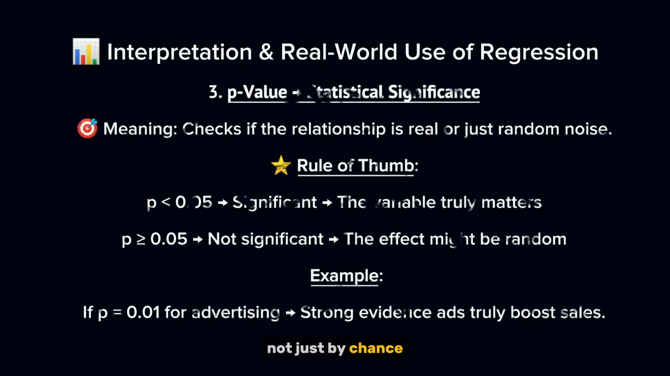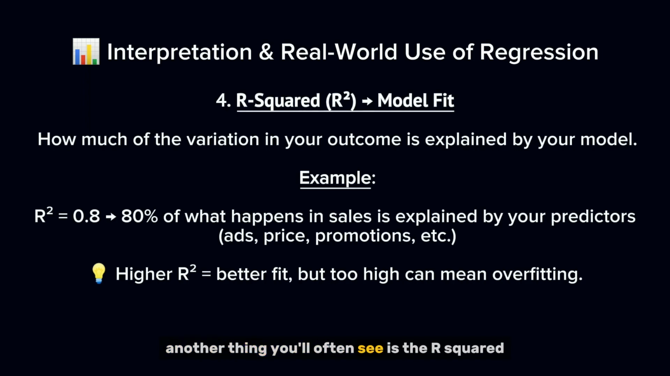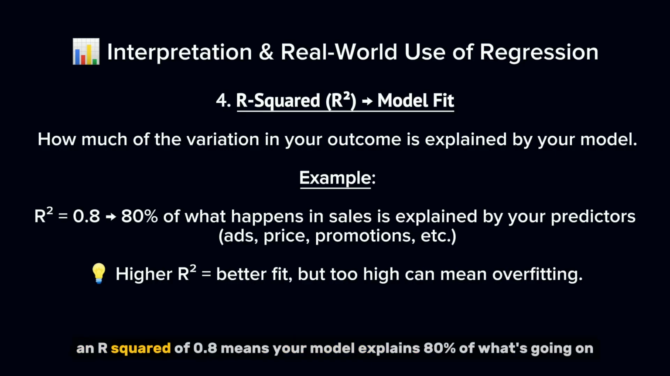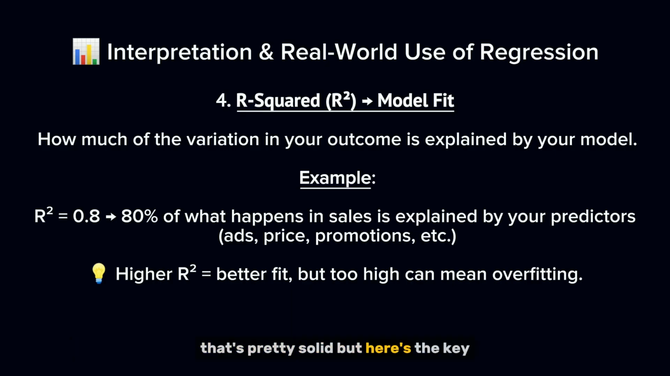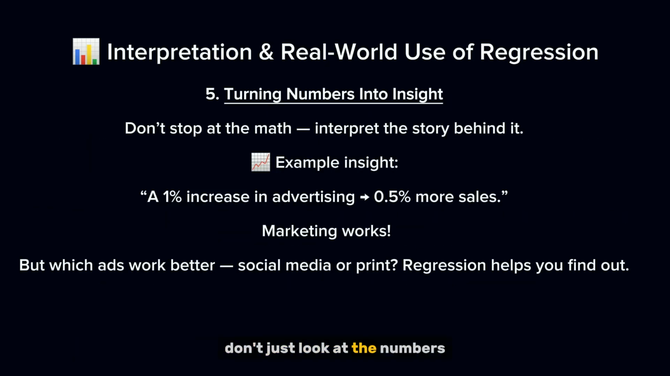not just by chance. Another thing you'll often see is the R-squared, which tells you how much of the variation in your outcome, like sales, is explained by your predictors, like advertising, price, or promotions. For example, an R-squared of 0.8 means your model explains 80% of what's going on. That's pretty solid. But here's the key. Don't just look at the numbers. Think about the story behind them.